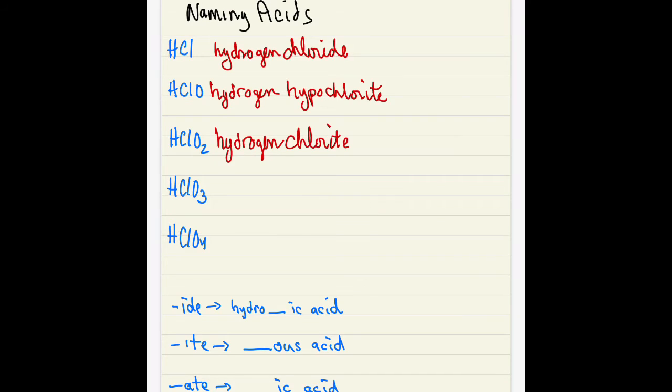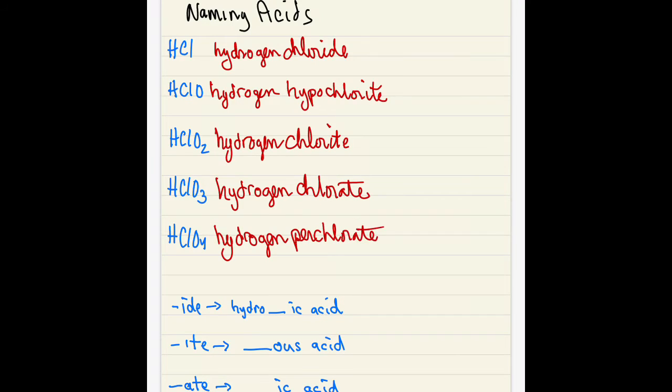And HClO3, the ClO3 minus is the chlorate ion, hydrogen chlorate. And HClO4, the ClO4 is the perchlorate ion, hydrogen perchlorate. Okay, now that we've got that established, we can look at the endings on each of the anions.